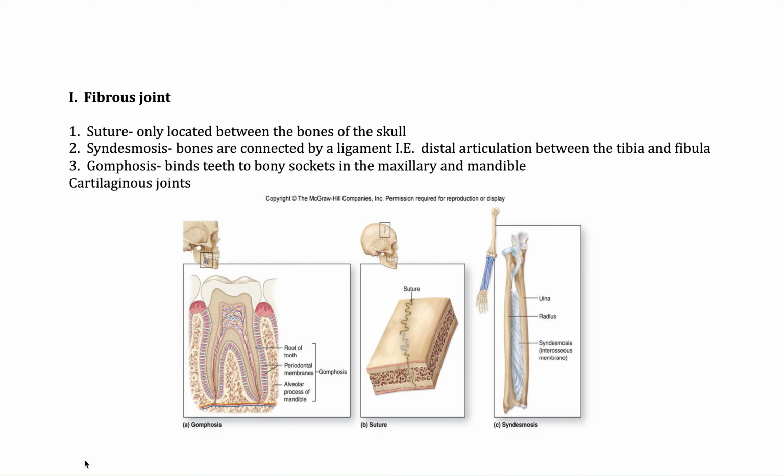So we'll be breaking these joints up based off of the amount of movement that each joint has and some structural components that each one has individually. The first one that we saw in the last slide is the suture. This is specifically only located in the bones of the skull. It is a fibrous joint, so we don't really see that much movement. It's a lot of stability and very low amounts of mobility.